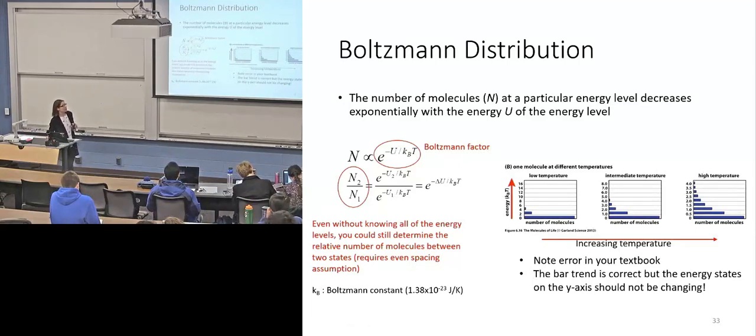There's an error in the figure in your textbook that I want to point out. Here it's showing increasing temperature: low temp, intermediate temp, and high temp. The bar trend is accurate. As temperature goes up, molecules are getting into higher and higher energy levels. What shouldn't be happening here is that they're also changing the energy levels. These should be all identical on this y-axis. So this could be 0 to 16, 0 to 16, 0 to 16 every time. I don't know why it's shrinking, because what it needs to show is that when the energy level spacings do not change but you raise the temp, you're still able to get into the higher ones.